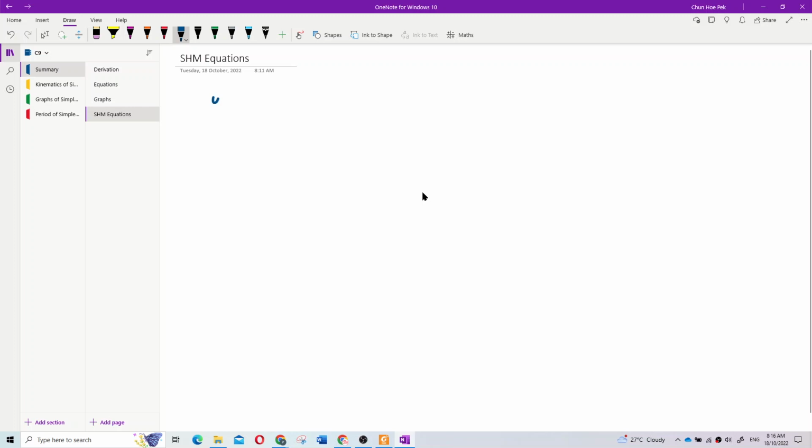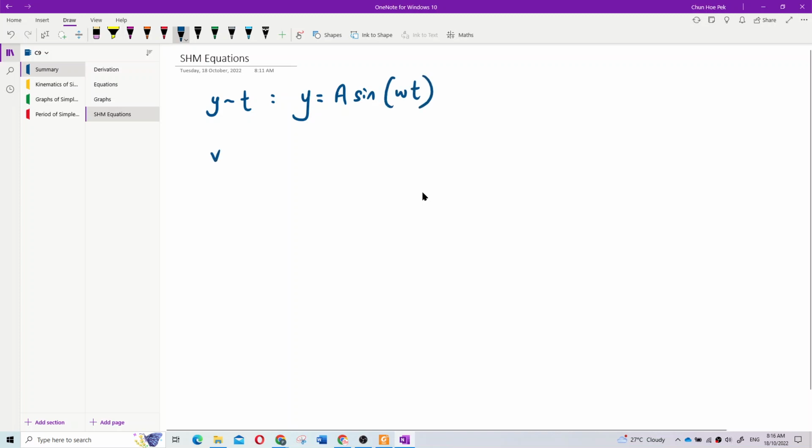Let me write it down for you. We have the displacement time equation, y equals a sine omega t. I just want to summarize. The velocity time equation is v equals a omega cos omega t, and the acceleration time equation is negative a omega squared sine omega t.